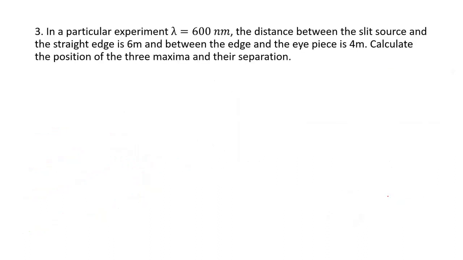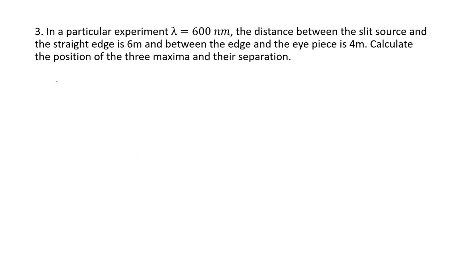So let's discuss the questions. The first question is, in a particular experiment, lambda is equal to 600 nanometer. The distance between the slit source and the straight edge is 6 meter, and the distance between that and the eyepiece is 4 meter. Calculate the position of the first 3 maxima and their separation.